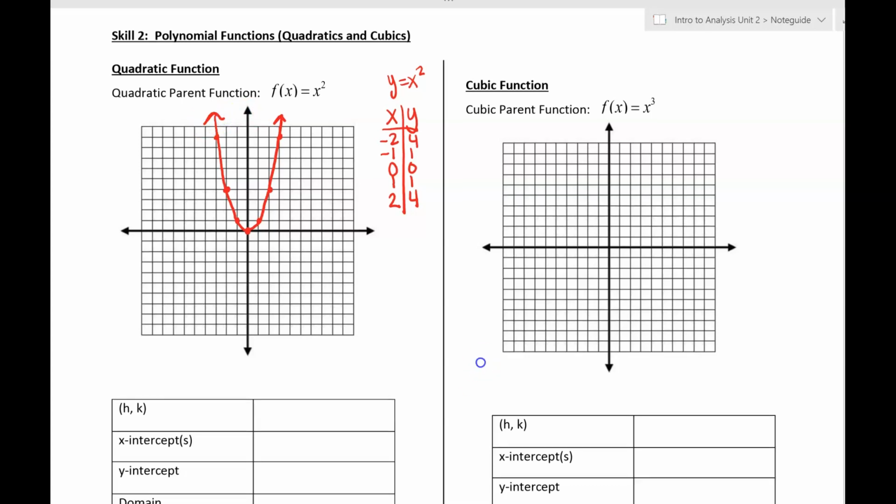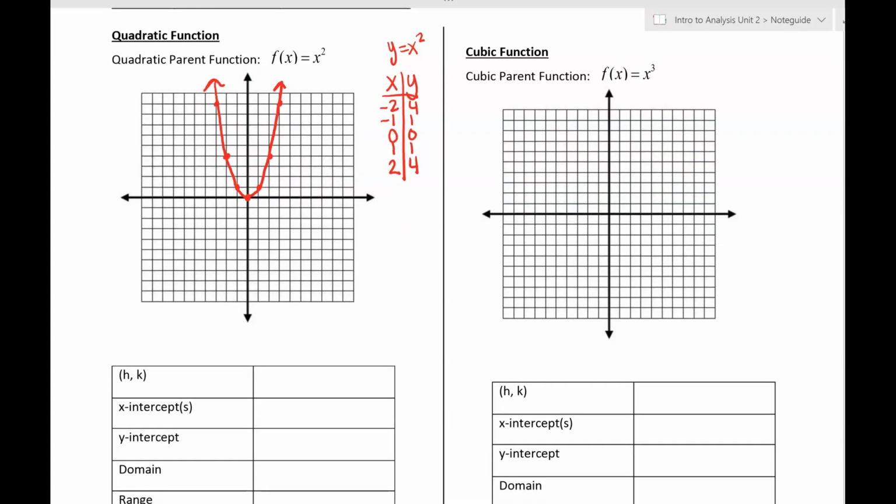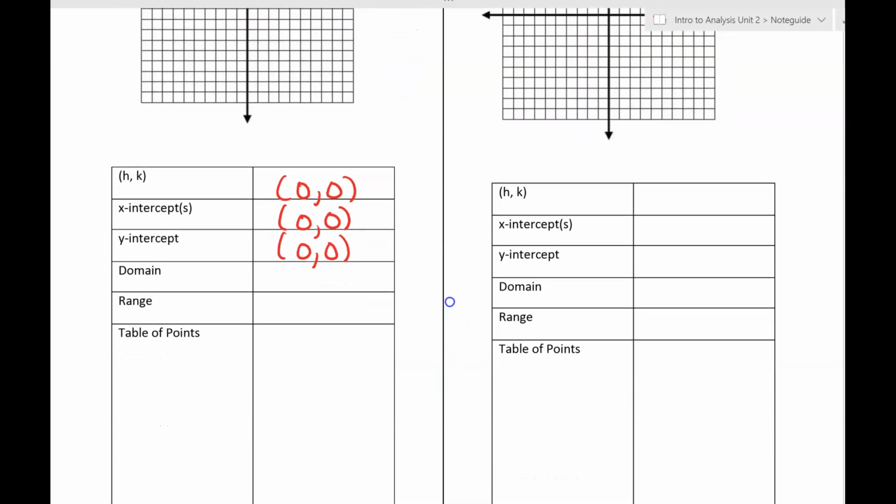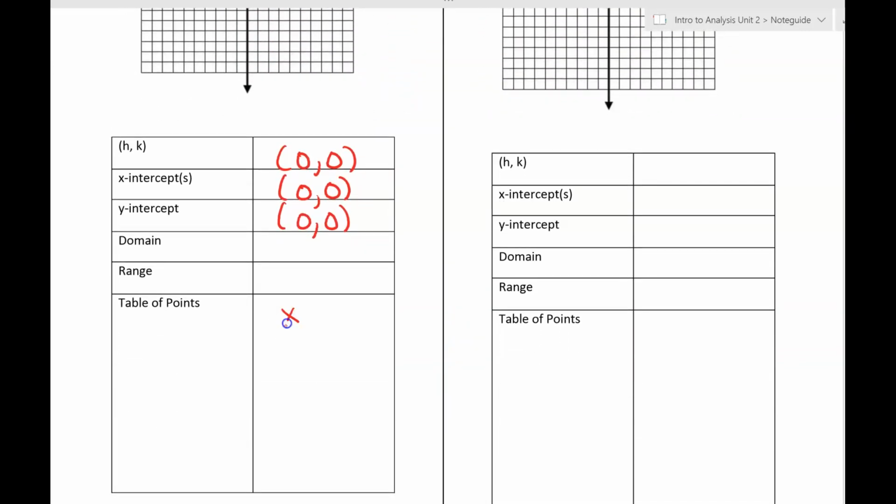So we have our parabola. And with the parent function, the characteristics, the vertex point right here is 0, 0. It also happens to be the x-intercept and the y-intercept. We're going to go on to figure out how to solve some intercepts in a little bit. You guys should know domain, range, and the table of points. So we just created that table of points. So these are the points we want to really consistently use with our parent function for the quadratic.